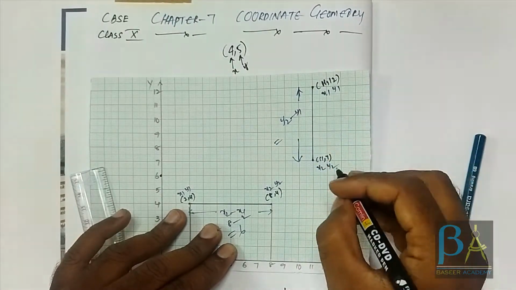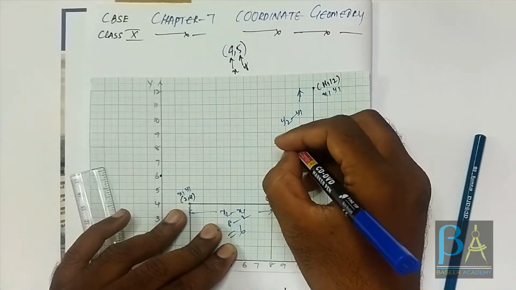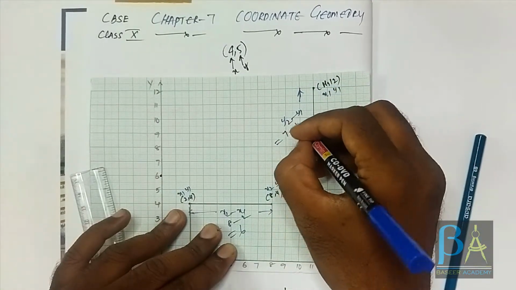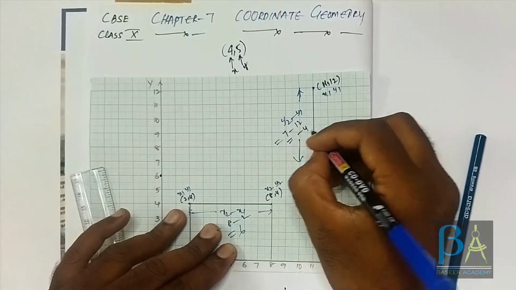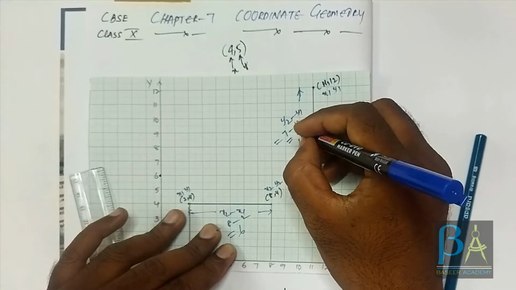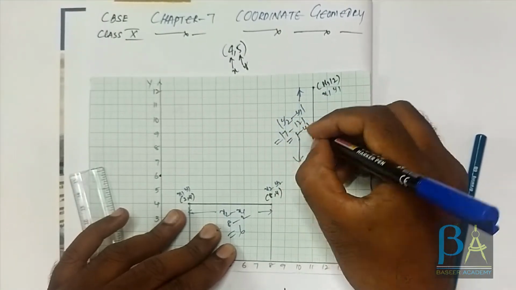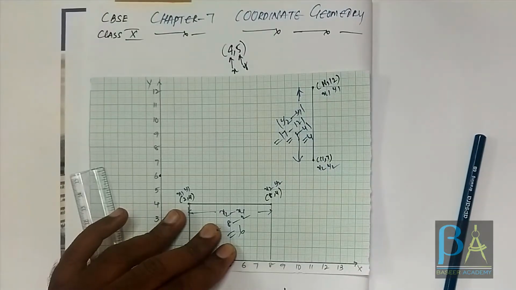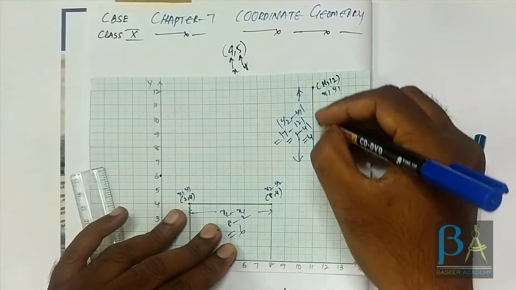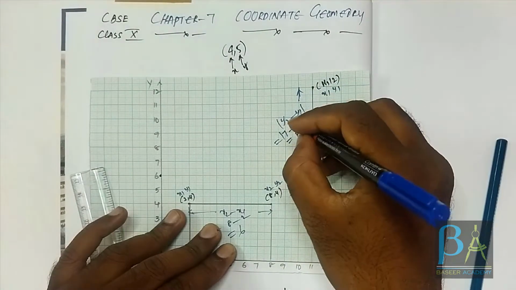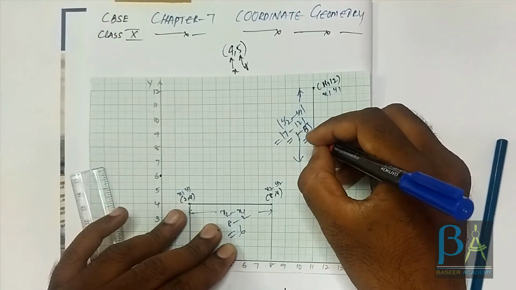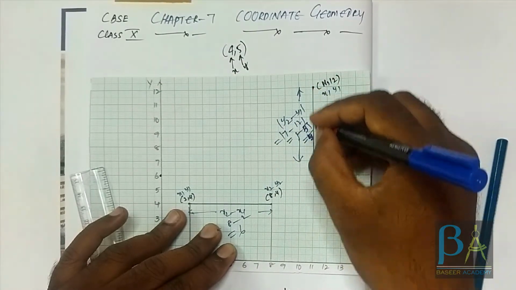Let us say this is our x1 y1 and this is our x2 y2. Then what is y2 here? Y2 is 7, and then what is y1? Y1 is 12. 7 minus 12 is minus 5. Since the distance cannot be negative, we will take an absolute value, which is 5. The distance between these 2 points is 5 units.